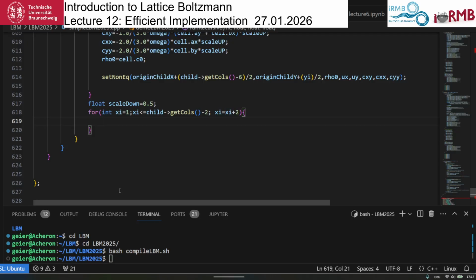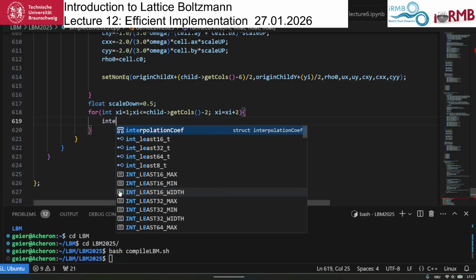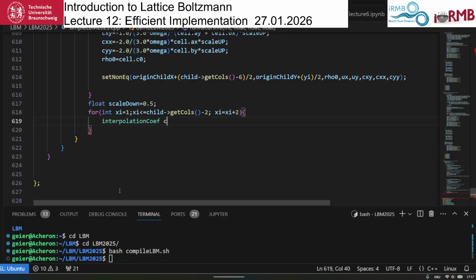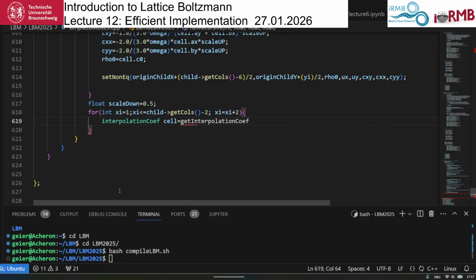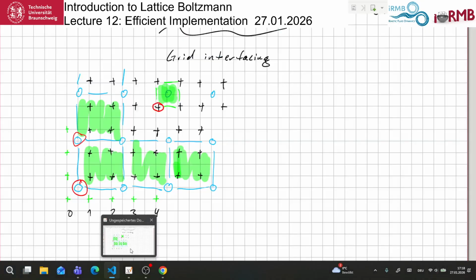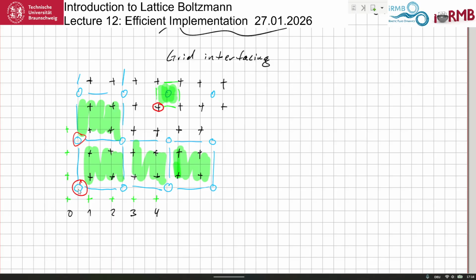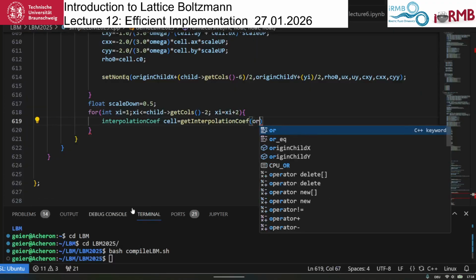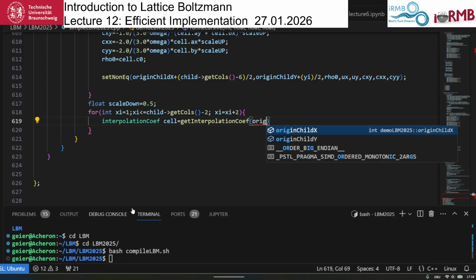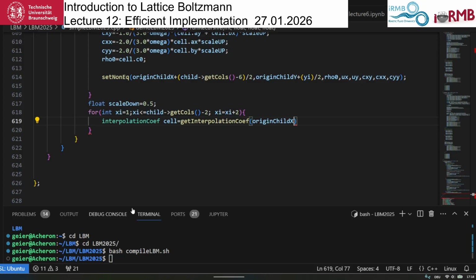Now we have again to take the interpolation coefficient cell that we get from get interpolation coefficient. So now we have to find the point. You see, this is a grid that is inside another grid. So here this is not position 0, but this is the origin of where we put the origin. And we have introduced a variable for this that we've already used up there. This was origin child x. So in the x position, we always have to use x, and in the y, we always have to use y. And then we have to have xi.